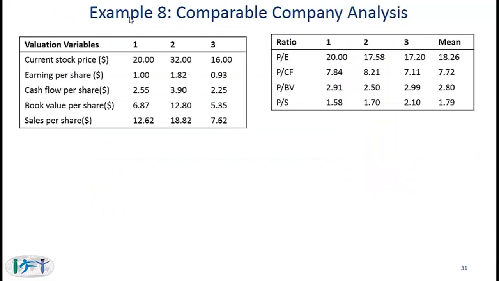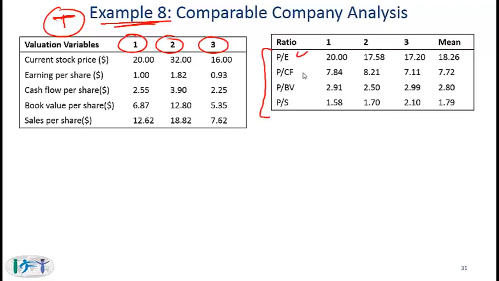Let us apply this process, and we'll do so using example 8. I have skipped the text, but I'll set the context. You are an analyst. You are trying to figure out the price that should be paid for company T. You identify 3 comparables, comparable 1, 2, and 3. The stock price, EPS, etc. All this data is given for the 3 companies. The first thing that you do is you come up with the relevant ratios.